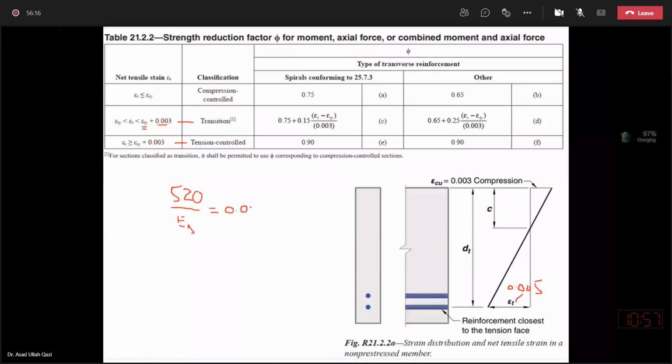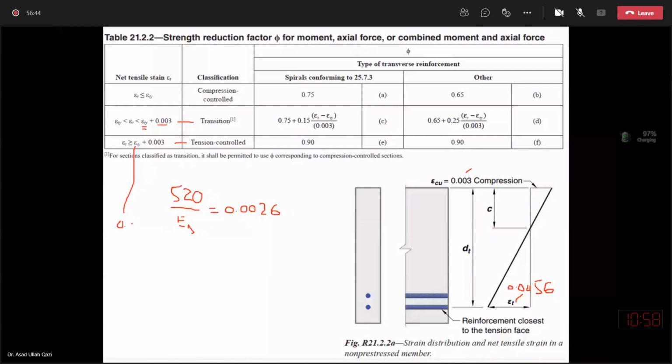0.0026, suppose. So 0.0026 plus 0.003. So now the latest code will ask you to use 0.0056 versus crushing to classify the tension control section. And in our example problem, what we have solved at the moment, it was grade 300. So grade 300 has yield strain 0.0015.